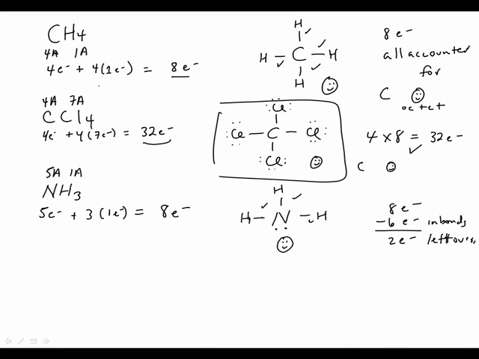Okay, let's try CO2. 4A, 6A. So I've got 4 electrons from the carbon plus 2 times 6 electrons from the oxygen. This gives me 12 plus 4, 16 electrons. Okay, let's do our thing. Carbon in the middle because he was first. Single bonds to the oxygens. Next, we complete the octets around oxygen. So the oxygens are happy.